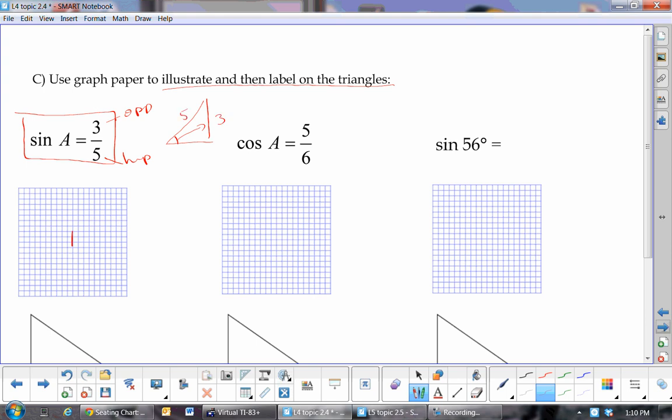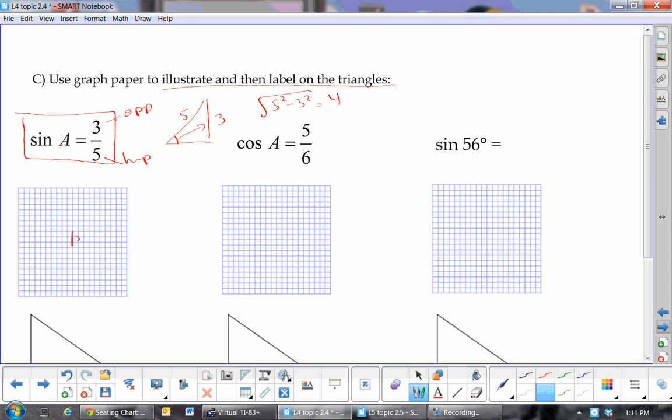How are we going to find the adjacent? Yep. C squared minus A squared. So 5 squared minus 3 squared, and if we take the square root of that, let's see if we can do this in our head. What's 5 squared? Minus 9. Square root of 16. Boom. Who needs a calculator?